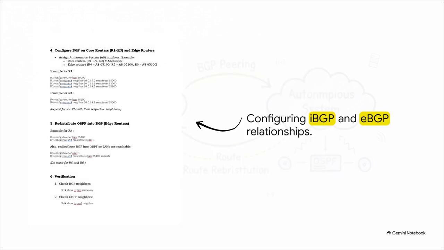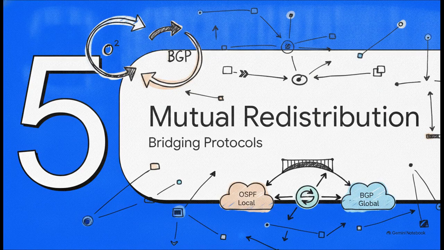Bringing this to the command line, on router 1, we kick off router BGP 65,000. When R1 points to R2 and R3 using remote-as 65,000, it forms an internal BGP, or iBGP, relationship because those numbers match. But when R1 points outward to its edge router R4 using remote-as 65,100, that forms an external BGP, or eBGP, relationship. We repeat this logic for our edge routers. On R4, we start process 65,100 and point back to R1 at 65,000. Just like that, we've built routing bridges from the isolated edges straight into the central core. OSPF is running locally, BGP is running globally.